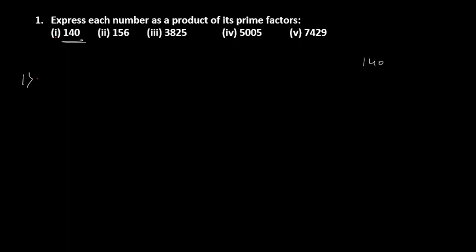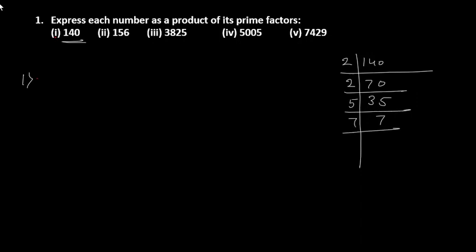What we learned in previous standards like 6th or 7th I find more comfortable, so I use that method only. So I will write 140. The smallest prime number with which I can divide this 140 is 2. So I will write 2. 2 7s are 14, then 2 3s are 6, 1 carry 10, 2 5s are 10. Then 5 7s are 35. Then 7 1s are 7. So this 140 I can write as 2 into 2 into 5 into 7.